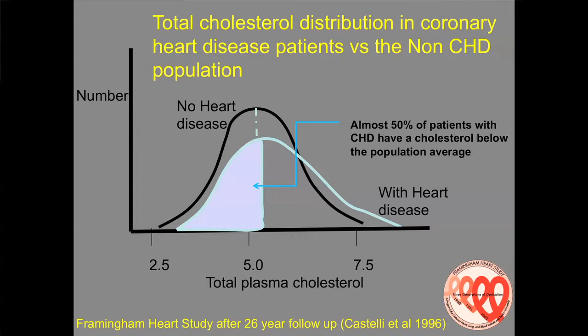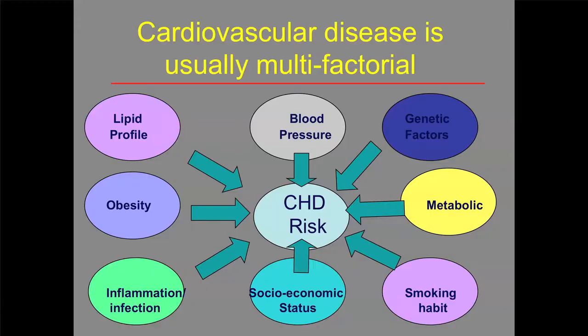In terms of how normality for cholesterol is defined, I'm not going to go into that, but there's this very strong overlap between cholesterol in patients with and without heart disease. And part of the reason is this, that cardiovascular disease is multifactorial. There are a number of risk factors. Cholesterol or lipid profile is only one of them. There are others, I've mentioned some already: blood pressure, smoking, metabolic status, whether you've got diabetes or not.